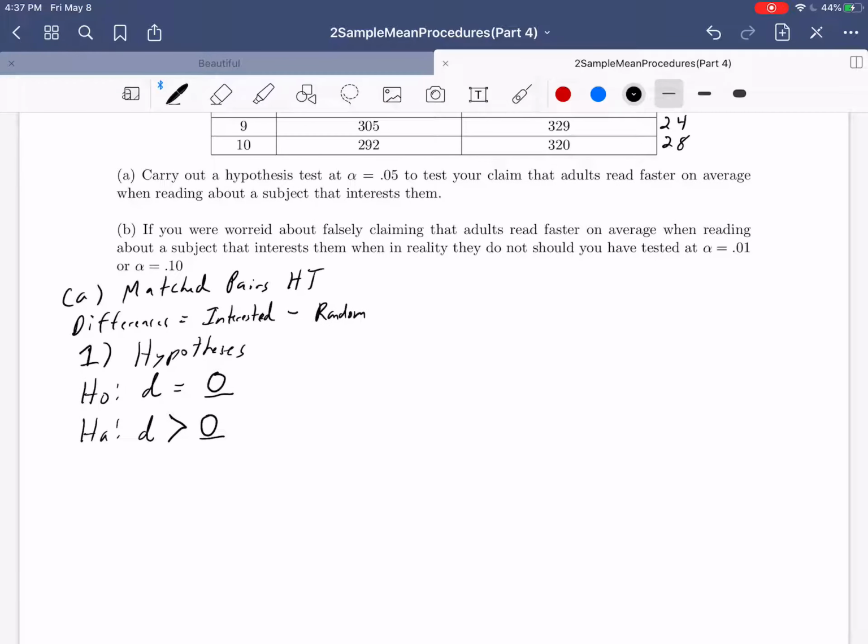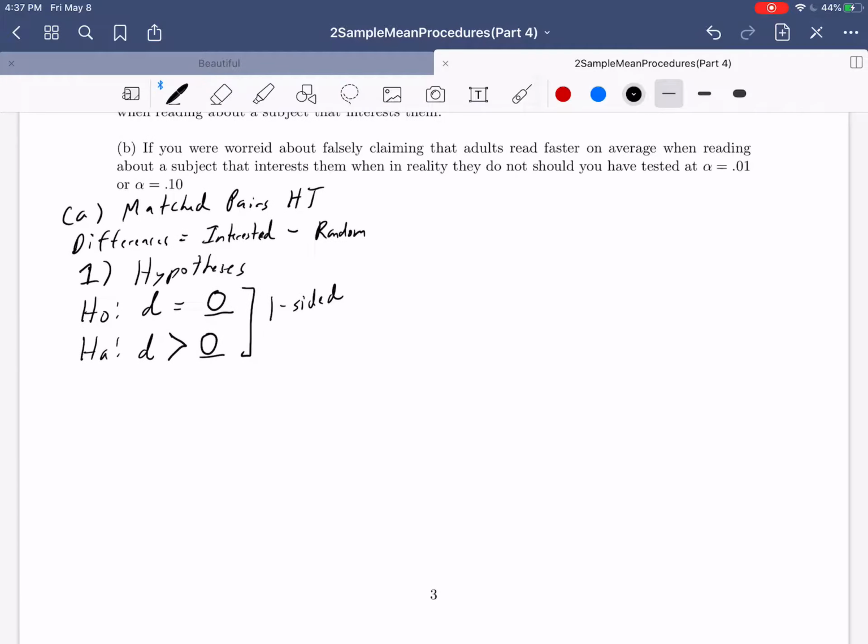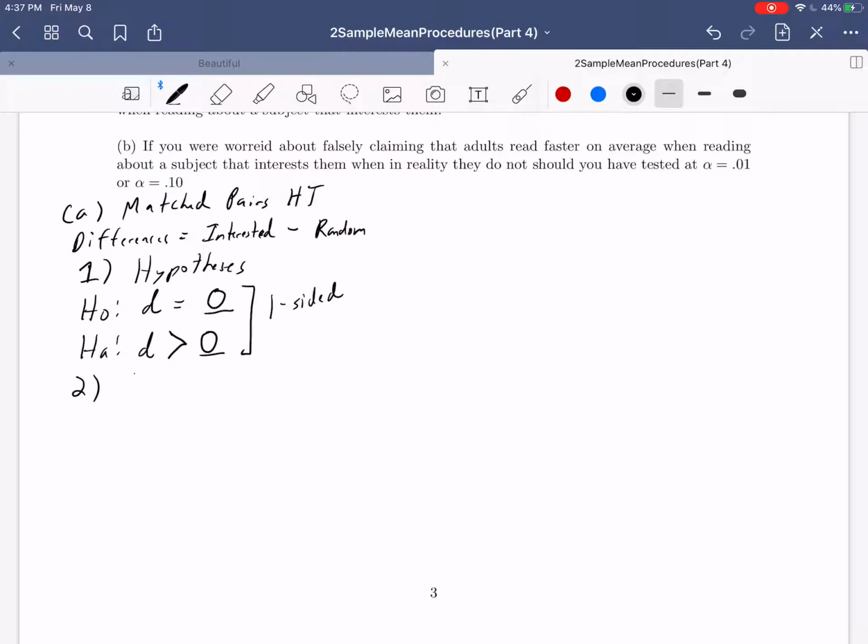Okay. Notice also, since we are doing greater than 0, because they're supposed to read faster on average, this means that this is going to be a one-sided test. Okay, let's get into the conditions.